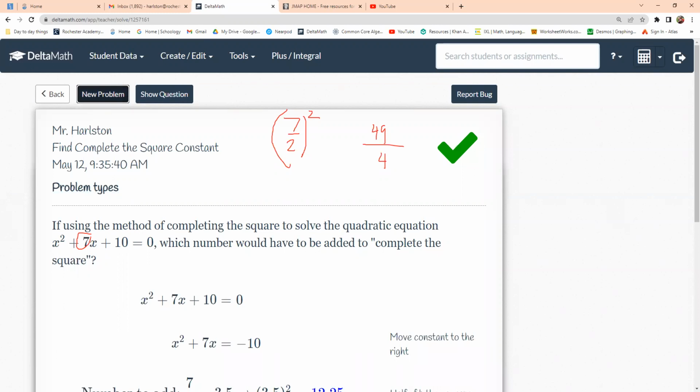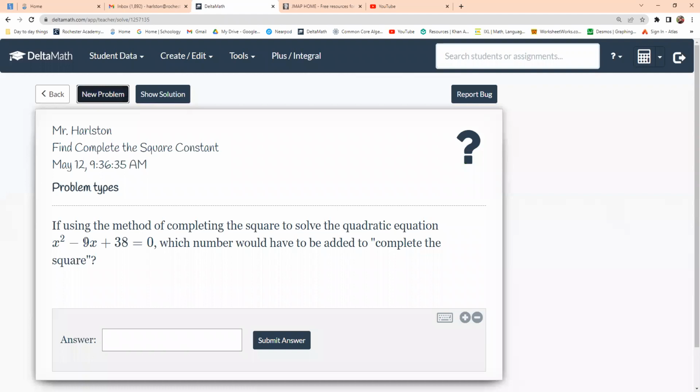So let me get rid of this now. Clear. All right, let's do one more. This one, we got a negative 9. Let me get my pen. We're going to take this negative 9 and split it in half. So it's going to be negative 9 over 2. Now you can leave it as a fraction or you can make it a decimal. So it's going to be negative 4.5.